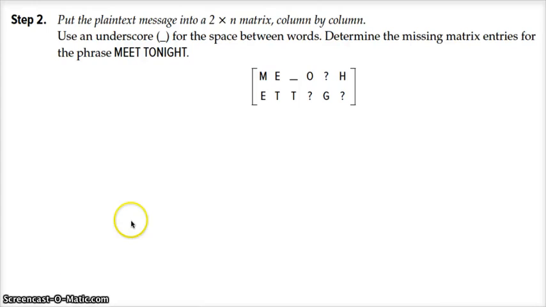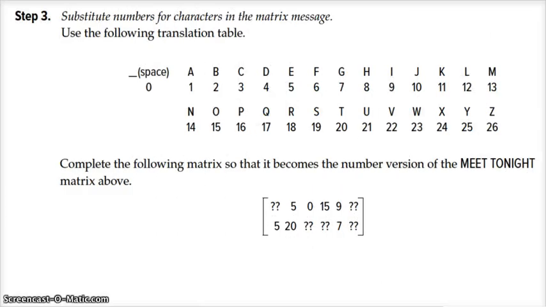So they have you fill this out. Remember, this is the encoded message we're going to encode, and we turn this into this arrangement first. So of course, what goes in those places? So the message is just going MEET space TONIGHT. Looks like this. And then we convert those things into numbers.